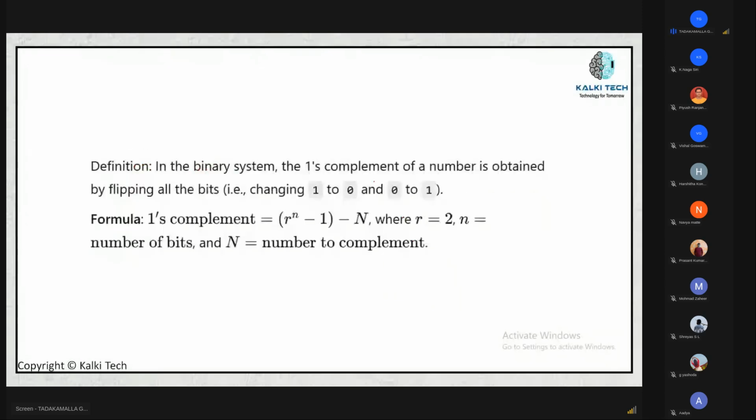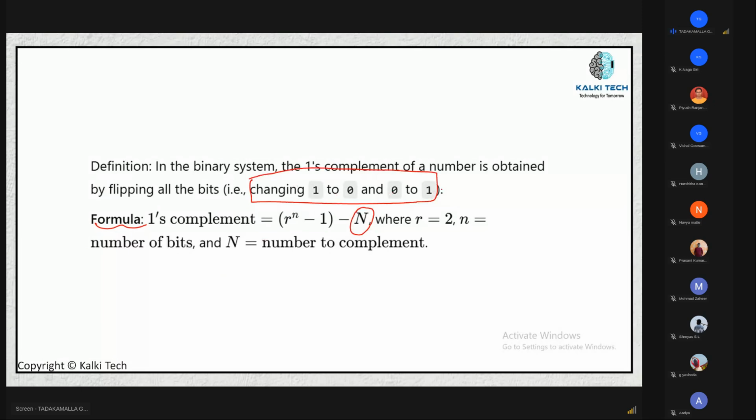In the binary number system, the one's complement of a number is obtained by flipping all the bits, that is, changing ones to zeros and zeros to ones. This is one of the methods. You can perform this flipping, or you can use the formula r power n minus 1 minus n, where r is the base, n is the number of bits used to represent that particular number, and n is that particular number. You can follow either method.